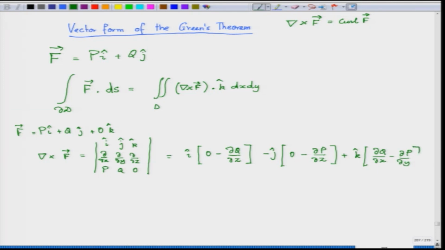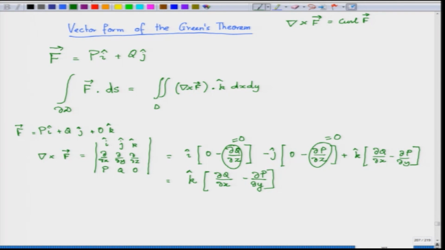Now, you see this is completely 0 because there is no z in q, it is in terms of x y. So, basically this is 0, this thing is 0, and this thing is 0 because p is a function of x y only, not x y z. So, I am writing everything stepwise. So, what we have here is k dot del q del x minus del p del y.